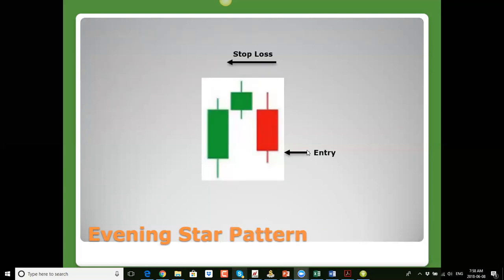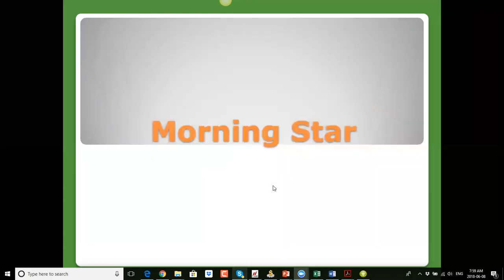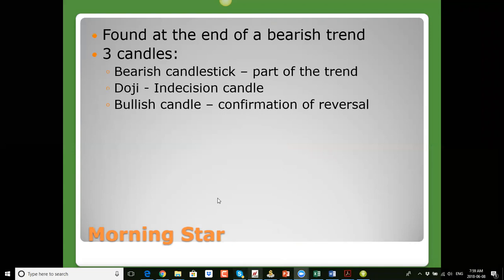Okay, so now let's move on to our morning star trade setup. Actually, I had drawn this here. So the stop would go above the high here and the entry would be on the close of the candle. Morning star reversal pattern. Morning star, again, is a reversal pattern and it is found at the end of a bearish trend. So this is a bullish reversal pattern. From here, we'd be looking for price to go up. It's found at the end of a bearish trend or at the end of a pullback when the prices are dropping.